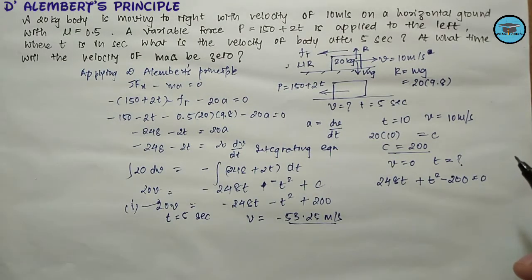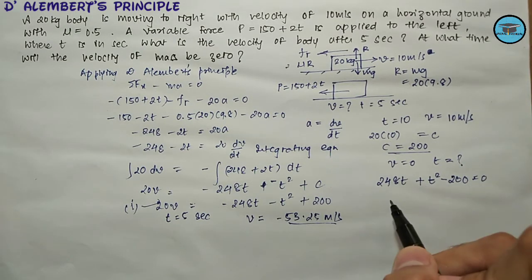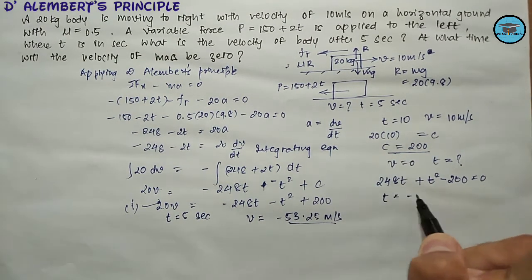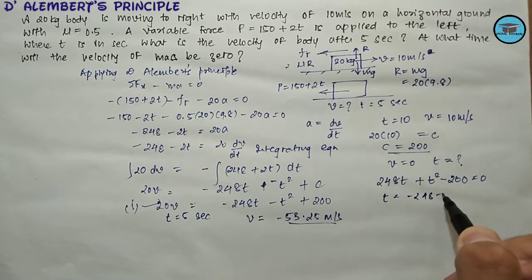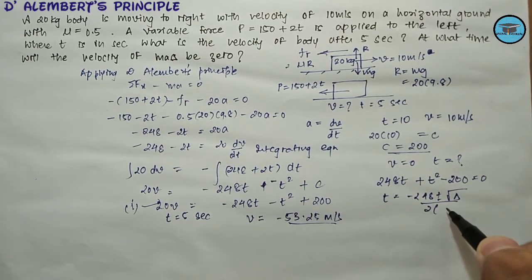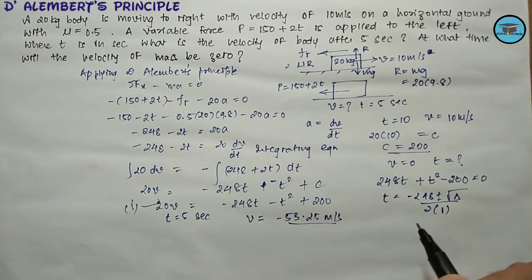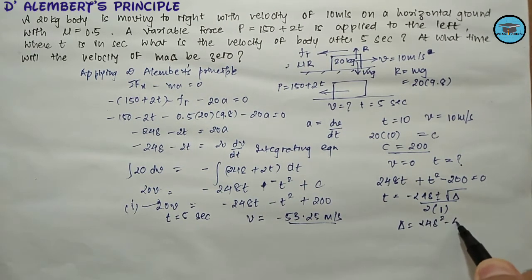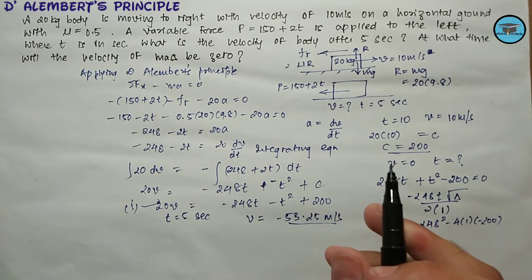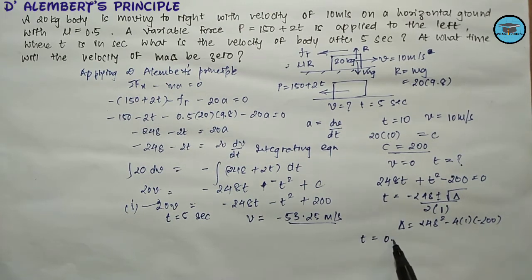On solving this quadratic equation, we get t equals minus 248 plus or minus root of delta divided by 2 into a, that is 1, where delta is b square minus 4ac. So 248 square minus 4 into a into c, that is minus 200. Placing all these values, we get the value of time as 0.8 second.